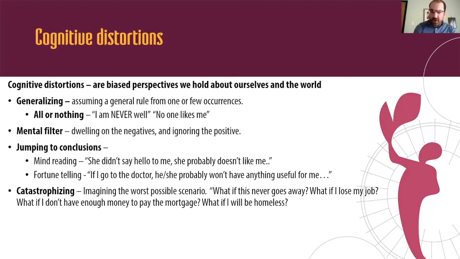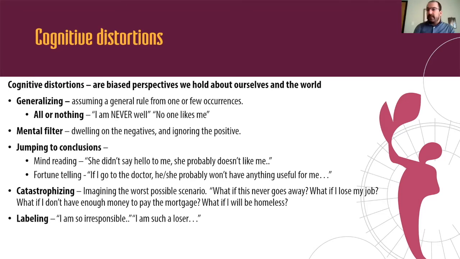"What if I lose my job? What if I will not have any money to pay my mortgage? And if that's going to happen, I'll be homeless. And if I'll be homeless, then I won't have anything to eat. And if I won't have anything to eat..." and so forth and so on. All this catastrophizing from one little thing that happened, going all the way to the worst possible scenario. So that's another example of cognitive distortion.